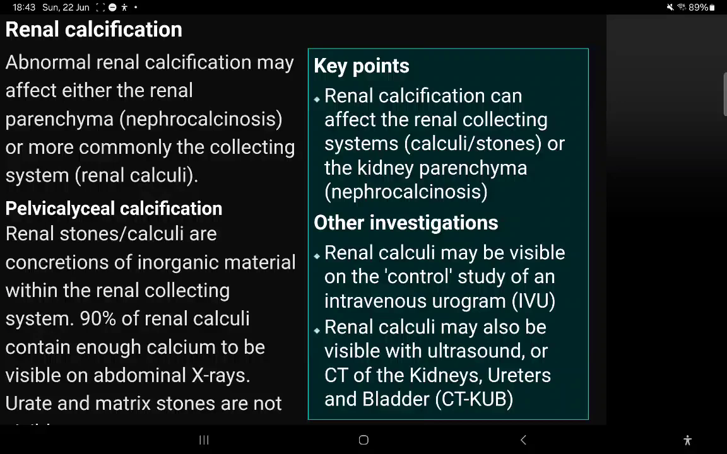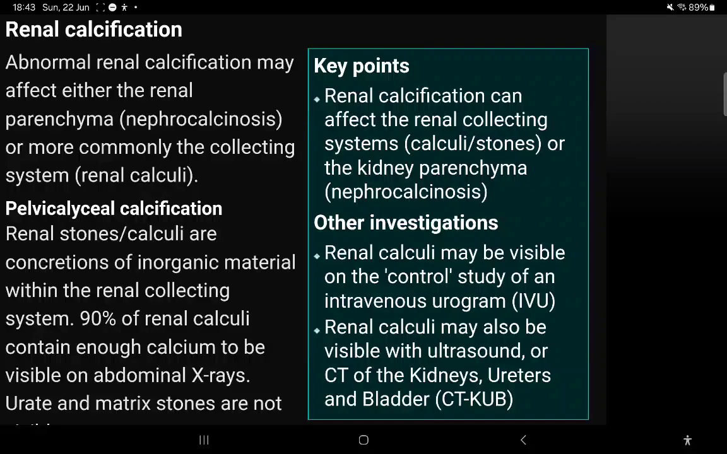Other investigations: renal calculi may be visible on the control study of an IVU, which is intravenous urogram, which is done by injecting contrast material IV, and then we take a later image for the kidneys and ureters and bladder. Renal calculi may also be visible with ultrasound or CT of the kidneys, ureter, and bladder, which is CT-KUB.